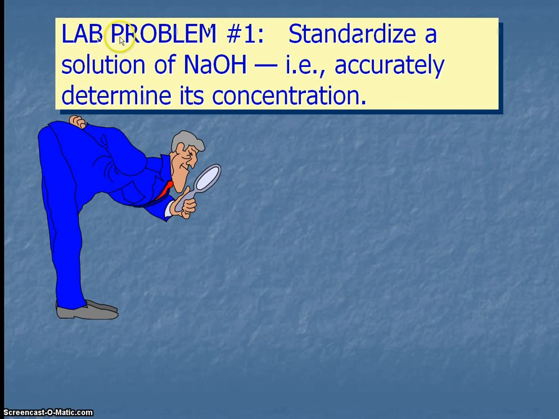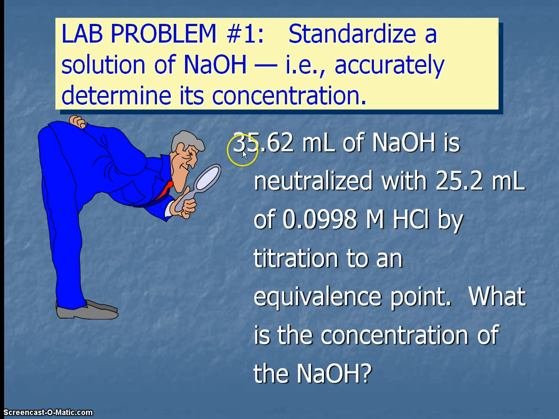Now, problem 1: we need to standardize a solution of NaOH accurately and determine its concentration. A 35.62 milliliter sample of NaOH is neutralized by 25.2 milliliters of 0.0998 molar HCl by titration to an equivalence point. What is the concentration of NaOH? Take a second, see if you can figure it out. Pause the video and then start again.